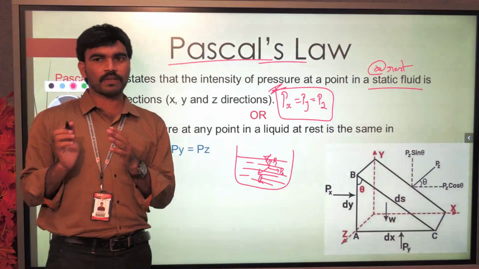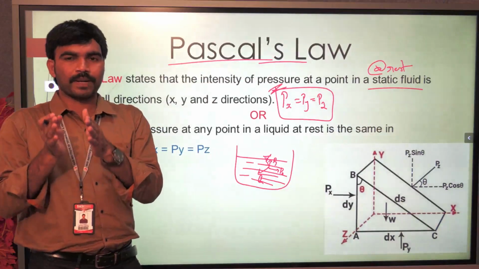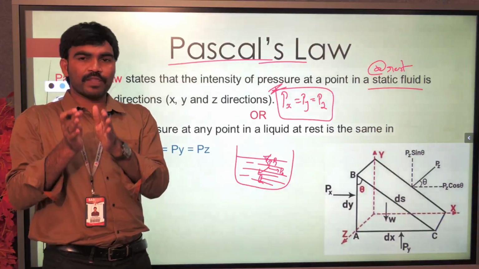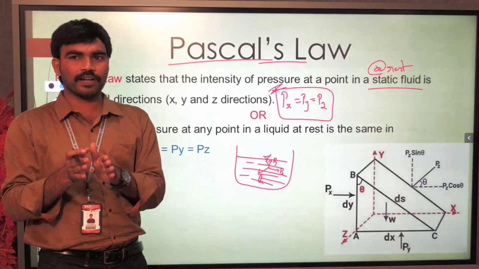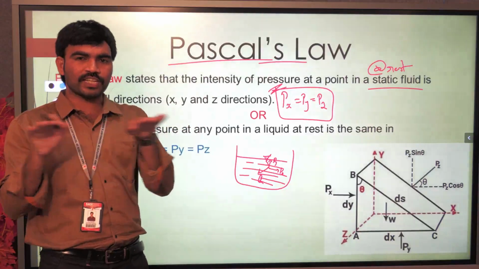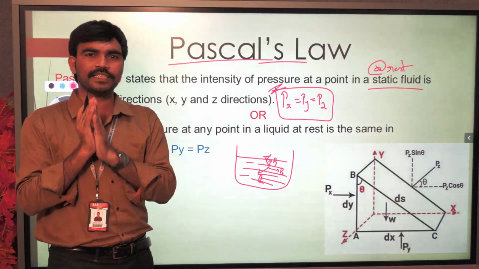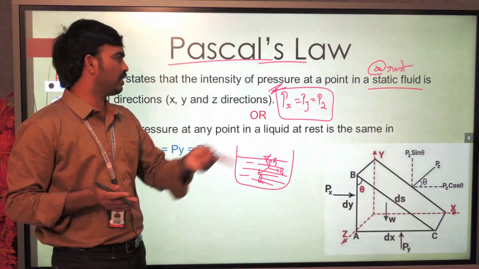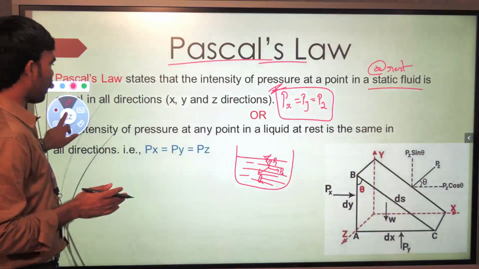Again, I will tell you what Pascal law is. Pascal law states that the pressure intensity, when the fluid is at rest, in equilibrium condition or a static fluid, is equal in all directions. With respect to direction, the pressure intensity is the same when the fluid is at rest. That is a very important thing you need to understand.